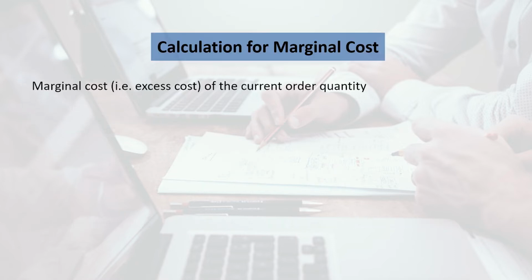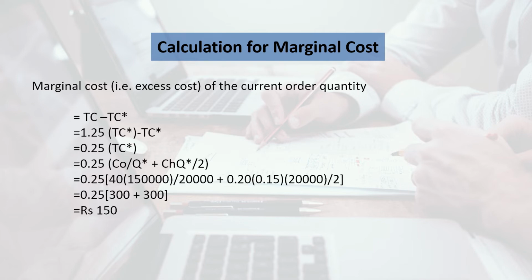Now you would like to know how much it is actually impacting the cost as compared to your optimal order quantity. So we use the formula TC minus TC star, where you get the value as rupees 150. It means if you change from the optimal order quantity to the current order quantity you are using, the impact on the cost will be just rupees 150. We call it a marginal cost.